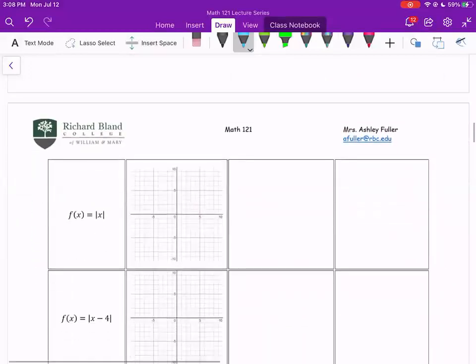If we look at this absolute value graph, we know the general shape of absolute value. Inside parentheses is going to be a horizontal shift. It's the opposite, so we move over 4 to the right.